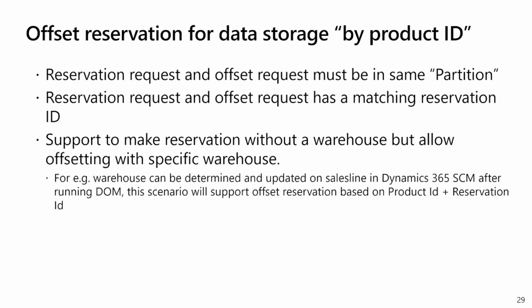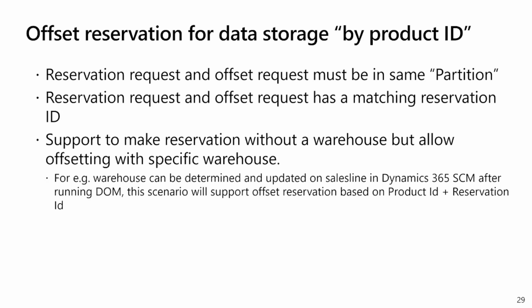The reason for the requirement of making reservation and offsetting in the same warehouse in the current system is that soft reservation requests and offset requests are required to be in the same partition. However, if we change the data partition rule to by product IDs, then basically all the same product IDs will go to the same partition. So reservation requests and offset requests, if they have a matching reservation ID, inventory visibility service will be able to match them together.